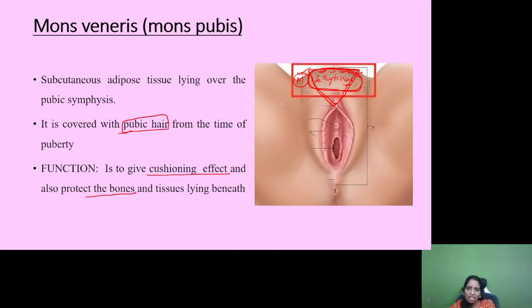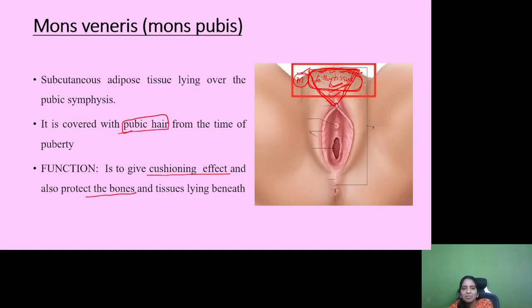Let's revise. It is inverted triangular in shape. First point, it consists of fatty or adipose tissue, and it is covered with pubic hair, and it gives a cushion-like effect. Cushion-like effect means a soft structure, and it helps in protection of other parts behind it.